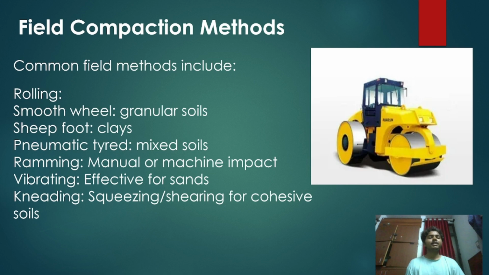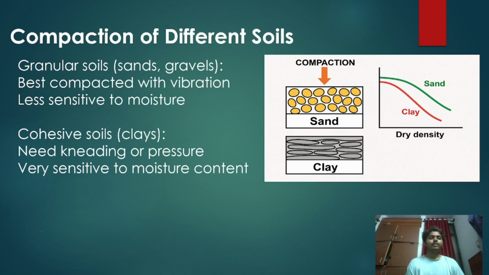And the next part is field compaction methods. Common field methods include rolling: smooth wheel for granular soil, sheepsfoot for clays, and pneumatic tires for mixed soil. Ramming: manual or machine impact. Vibrating: effective for sands. Kneading: exerting shear for cohesive soils. And what about the compaction of different soils? So here is the figure for this.